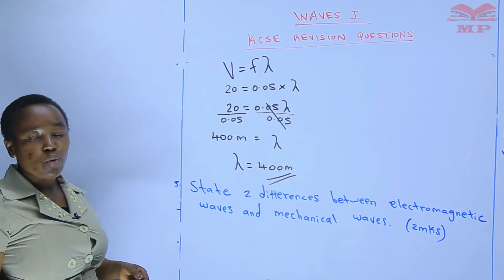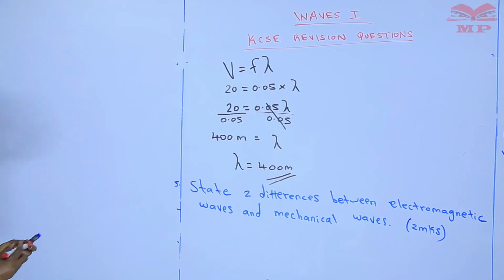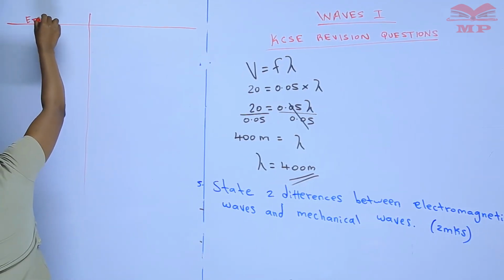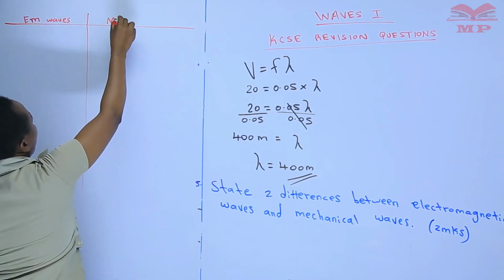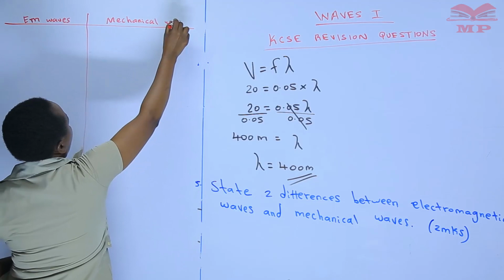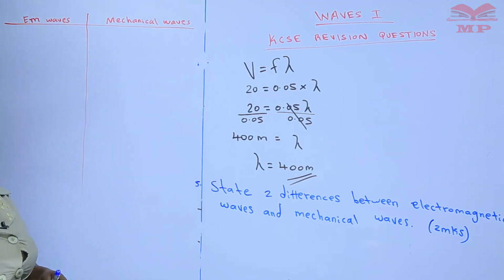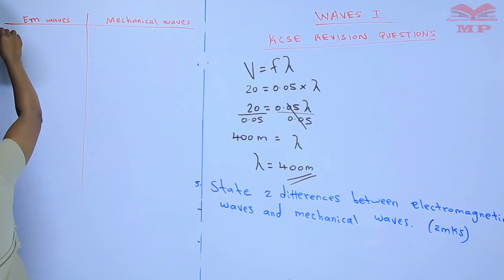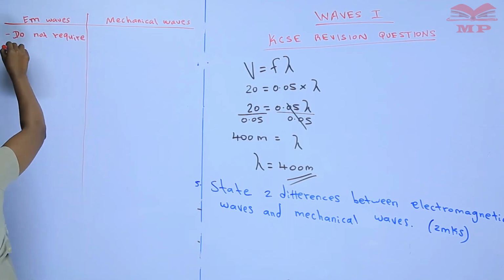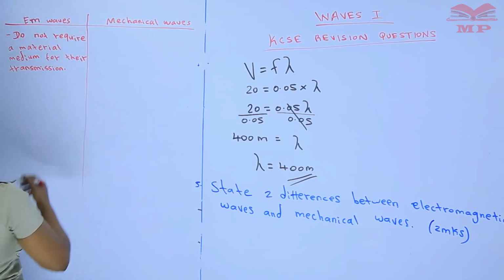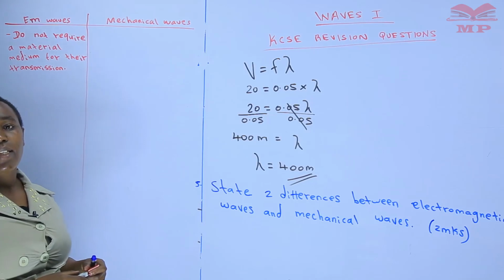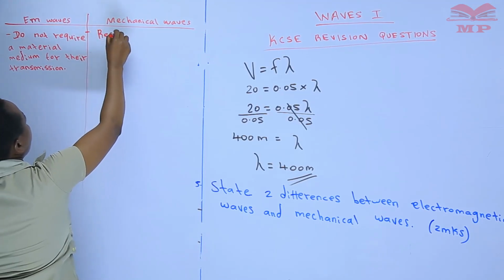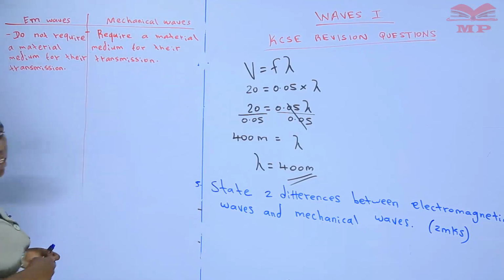So the first difference is going to be the definition. So we can start by the definition. So we have the electromagnetic waves and we have the mechanical waves. What did we say are electromagnetic waves? They are waves which do not require a material medium for their transmission. So we are going to say they do not require. Whereas the mechanical waves are waves that require a material medium for their transmission. So we can say that they require. So that's one of the differences between the two.